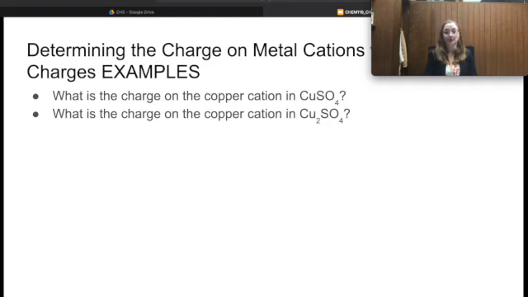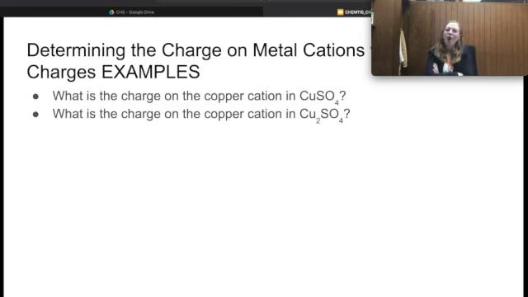So let's work through some examples. I have copper sulfate written on the screen there. We call that copper sulfate, CuSO4, okay? Copper is not an alkali metal or an alkaline earth metal, and it's not scandium, aluminum, zinc, or silver. We don't know the charge on copper. We never know the charge on copper. We have to figure out the charge on copper, okay? So remember, we use our anion as the context clue. In this case, my anion is sulfate.